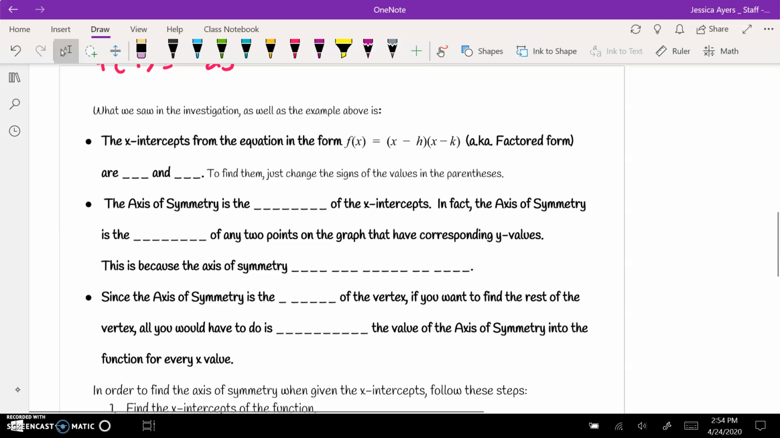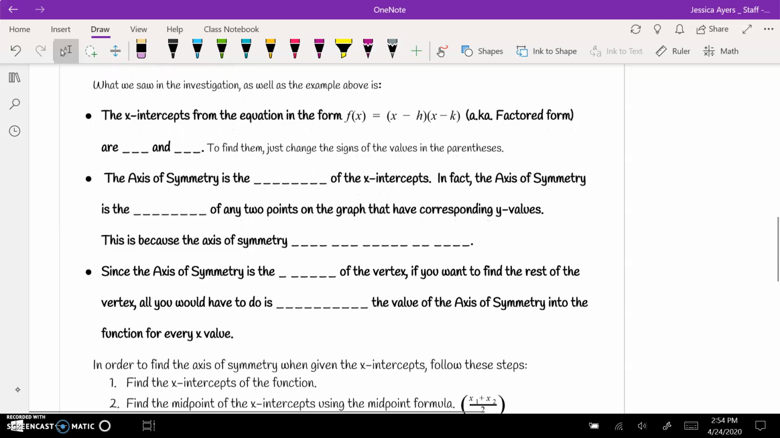So let's fill in these blanks. The x-intercepts from the equation in the form f of x equals x minus h times x minus k, aka factored form, are h and k. So they're the positive version because it's the opposite pair. To find them, just change the signs of the values in the parentheses.